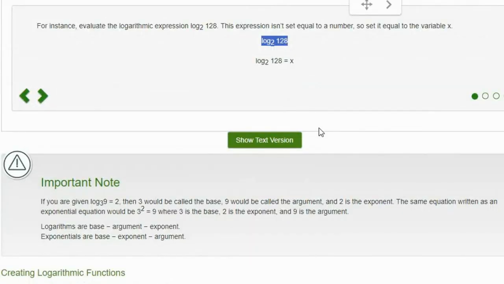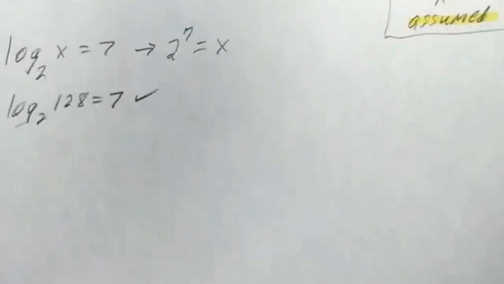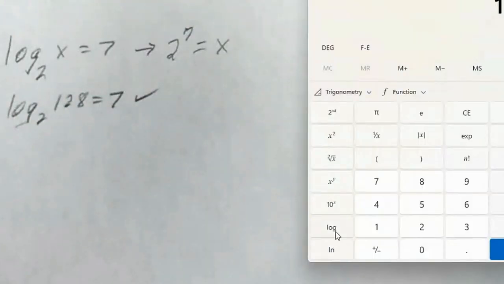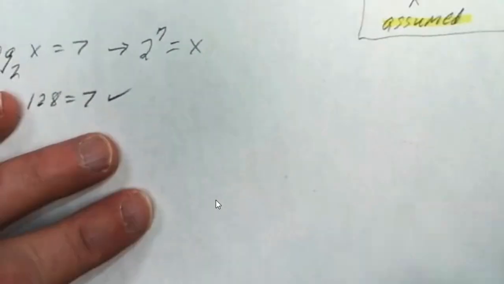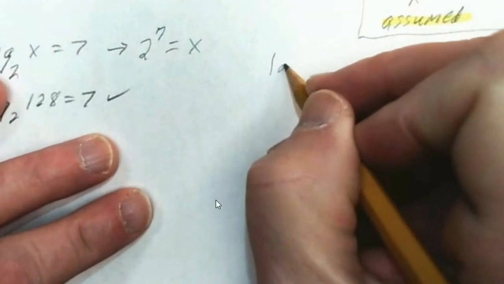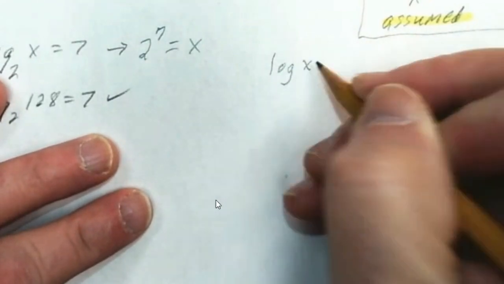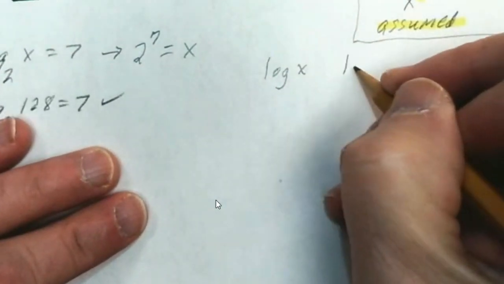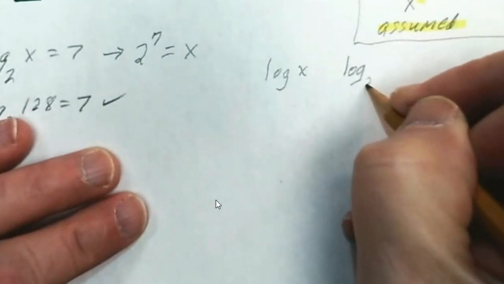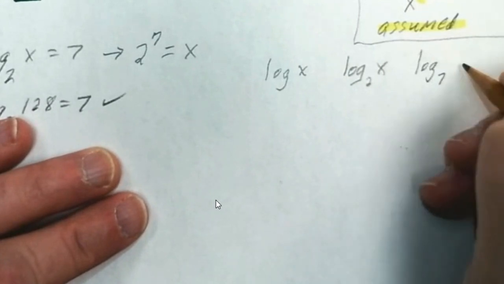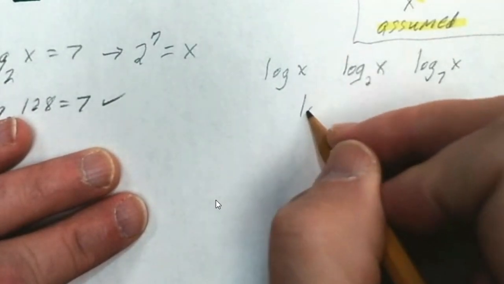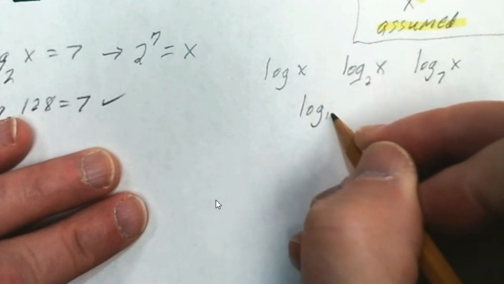Oh, let's talk about that real quick, too, because there's this other button on the calculator. Underneath the log, there's this LN button. That's a logarithm button also. Because we can write logs in any base we want to. You know, this is base 10. This is base 2. This is base 7. Right? We can write any base we want.